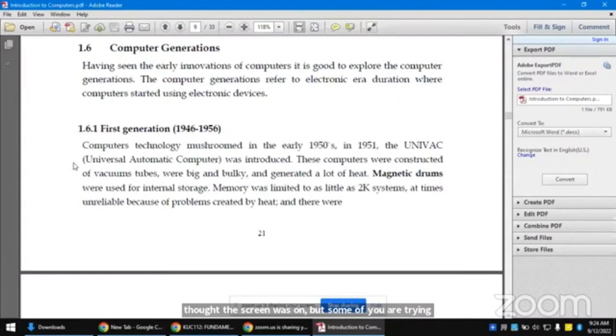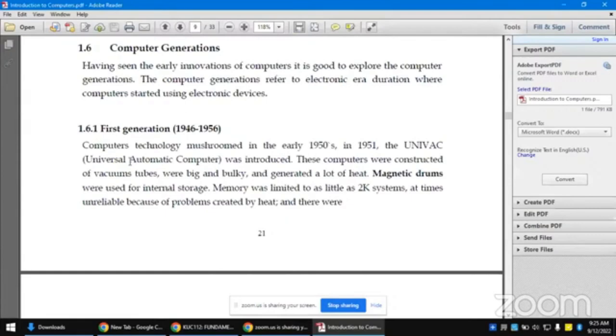So memory was limited. The other thing you have to note is that we have the magnetic drums that were used for internal storage. The memory was limited to as little as 2K, 2 kilobytes. This is a system that can hardly store anything. But people had to endure in 1946 to 1956 to use a 2 kilobyte system. At times it was unreliable because of the problems created by the heat. Many maintenance problems.